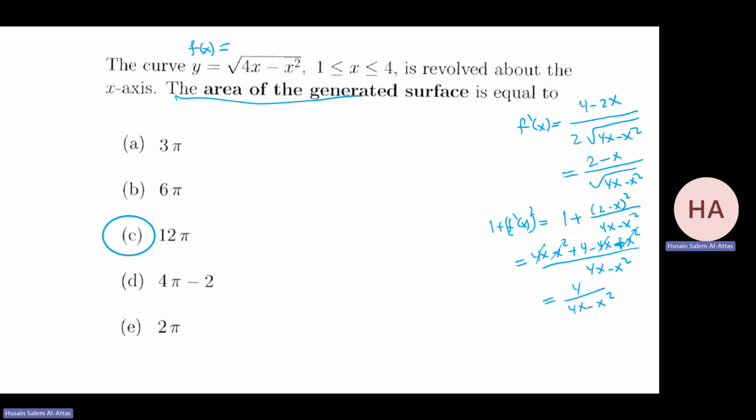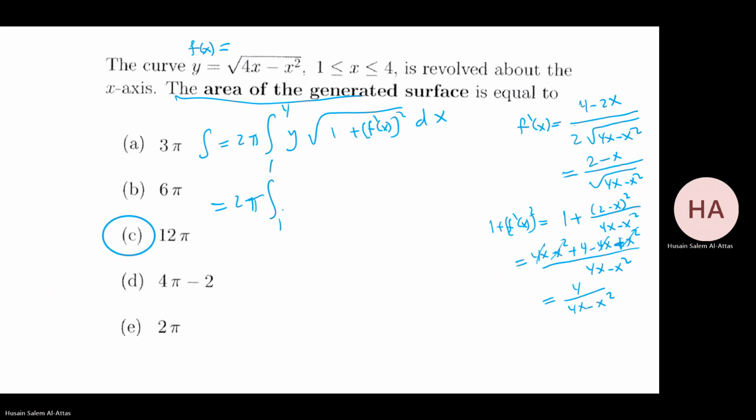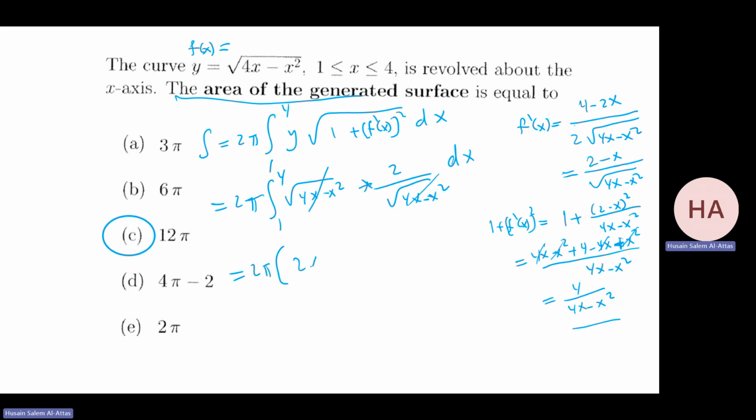Nice. So my S will be 2 pi integral from 1 to 4 of y times square root of 1 plus f prime of x squared dx. That gives me 2 pi from 1 to 4 of y, which is this, times the square root of this, which is 2 over this one. So this is cancelled. I have 2 pi times 2x from 1 to 4. That will be 2 pi times (8 minus 2), which gives me 12 pi, which is this.